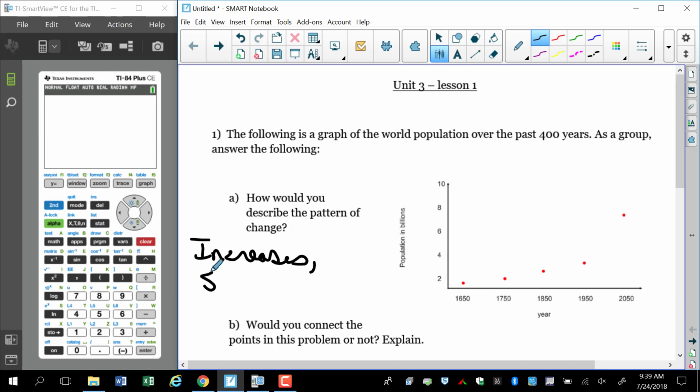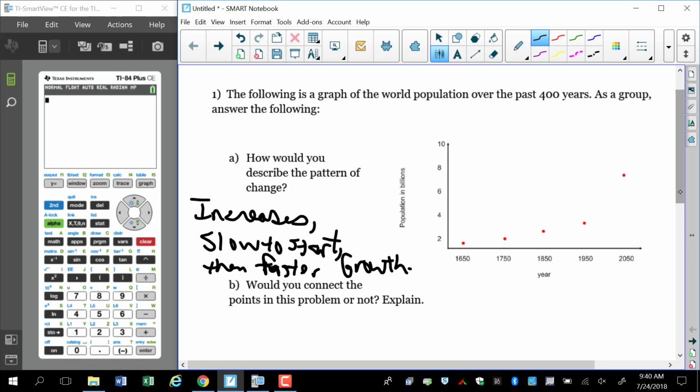And then we'll just say slow to start, then faster growth. Don't be very simple with this and just say it's increasing. Be more specific, because there are lots of different functions we're going to cover throughout this course, and you want to be very specific with the types of patterns that you will see.